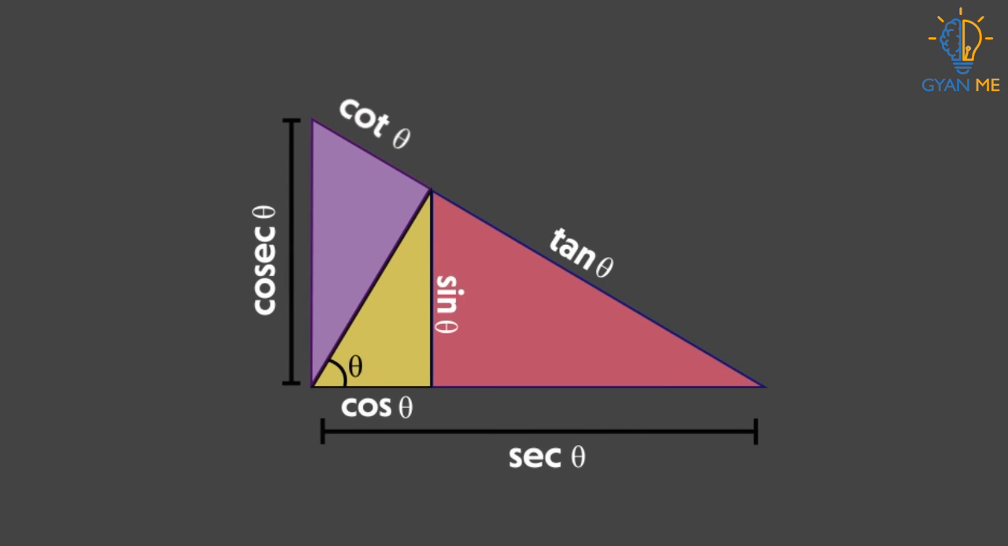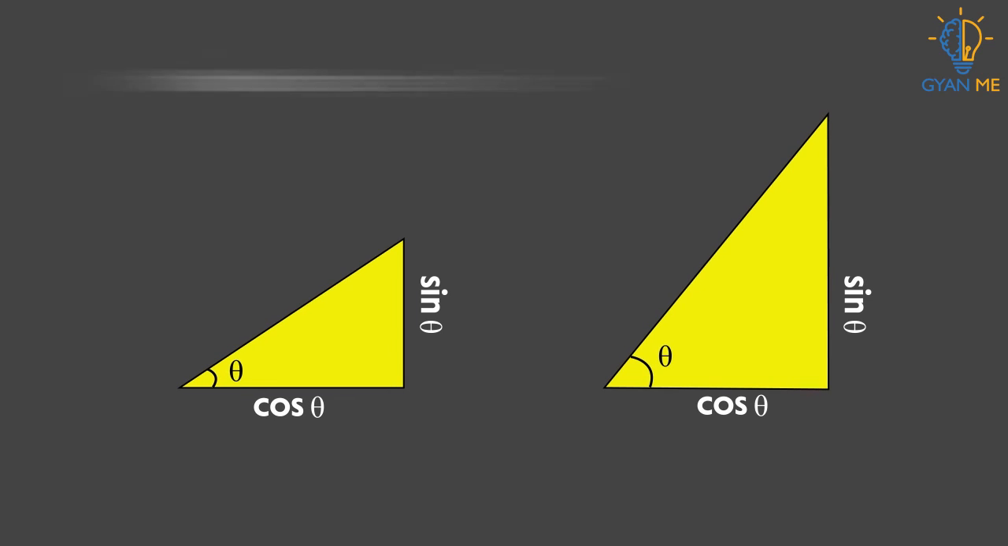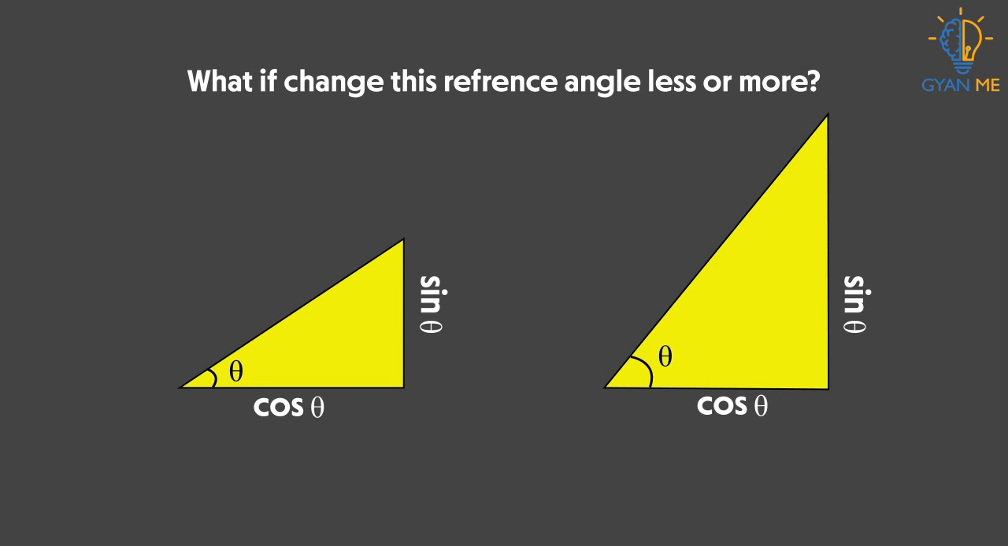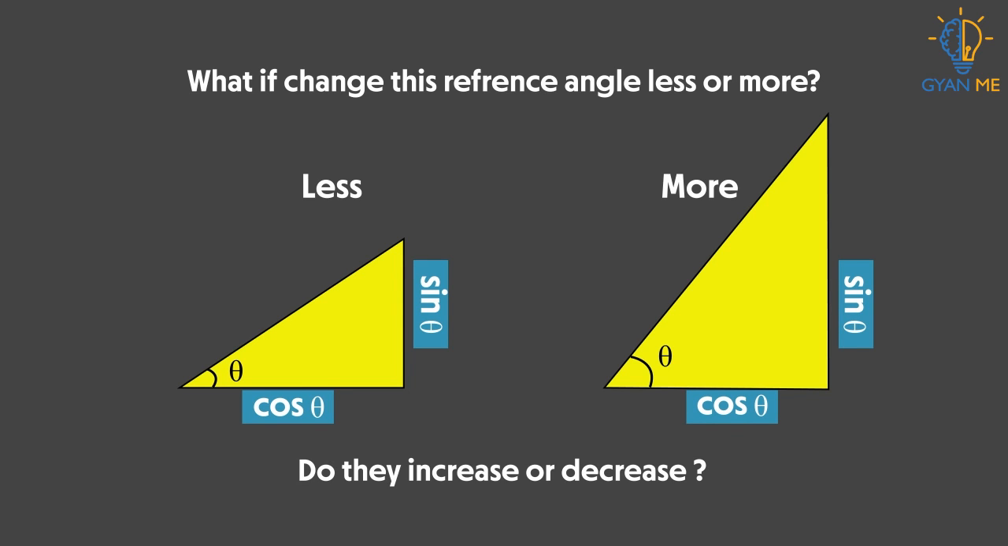Basically, what I want you to think about is, what if I change this reference angle to less or more? Do we see any change in the values of these ratios or functions? Do they increase or decrease? And if yes, then how?